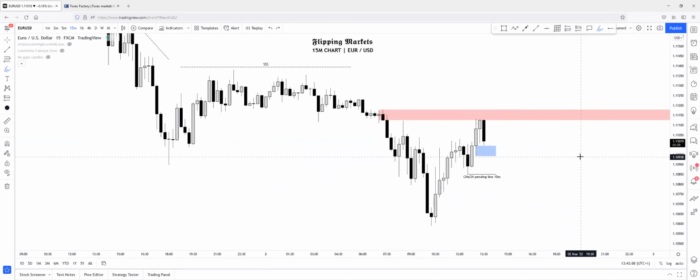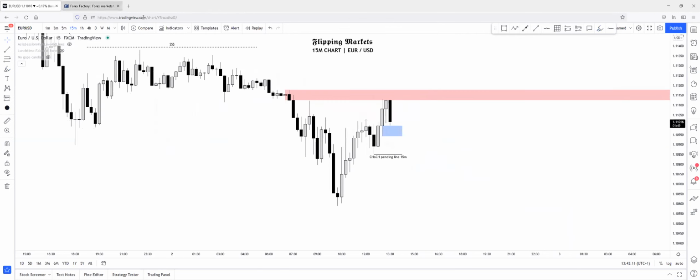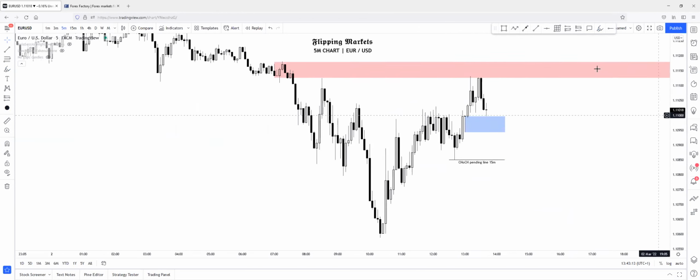If price gives you a change of character, enter in the short. If price gives you a break, enter in the long. This is all about reaction. Okay, we just switch to the 5-minute chart, sorry, and refine this zone.